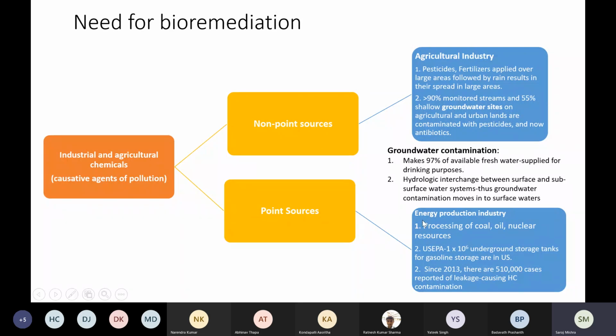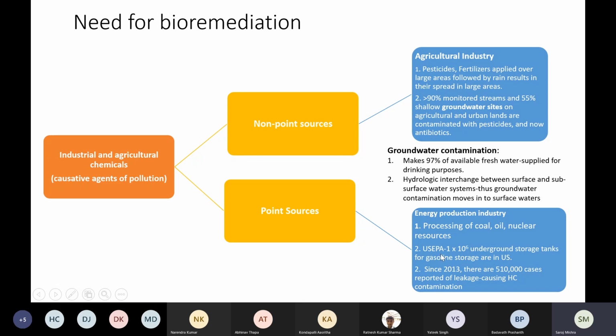In this, one of the major polluting industries is all the energy producing factories. For example, when you process coal in a thermal power plant, or when you process oil for production of energy, it could be diesel, or the crude oil which you process to get fine petrol, or it could be the nuclear resources. All of these get classified under energy producing industries. So coal processing, oil processing, nuclear processing, etc., are all energy producing industry, and they add to the point sources of pollution.